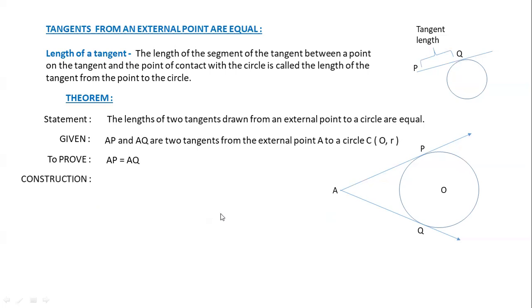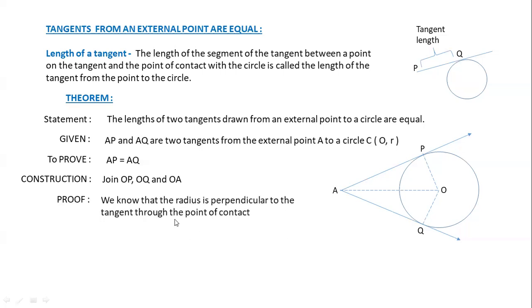To prove this, we will have to make some modification which we call construction. We first join these lines: join OP. We have joined OA, OQ, OP, all three, that is OA, OP and OQ. This is part of the construction. Once you do this, we prove that these two triangles are congruent. Once you prove the two triangles are congruent, we can say that this length and this length are equal. That is the concept we are trying to use, congruency.